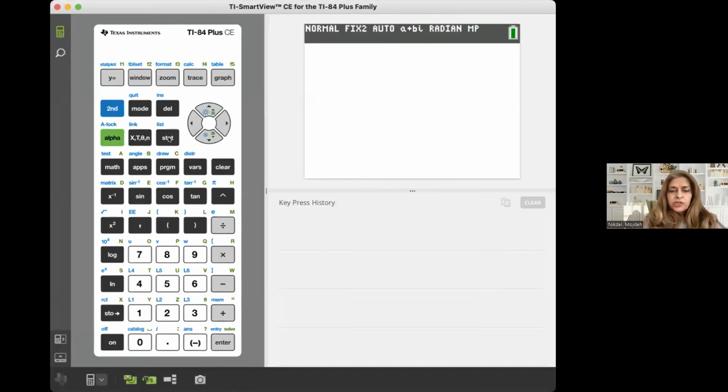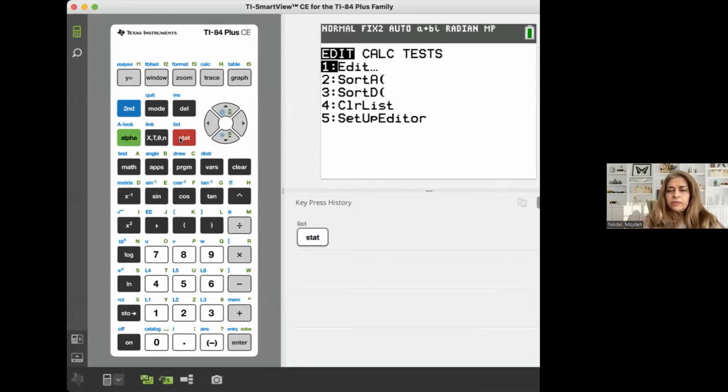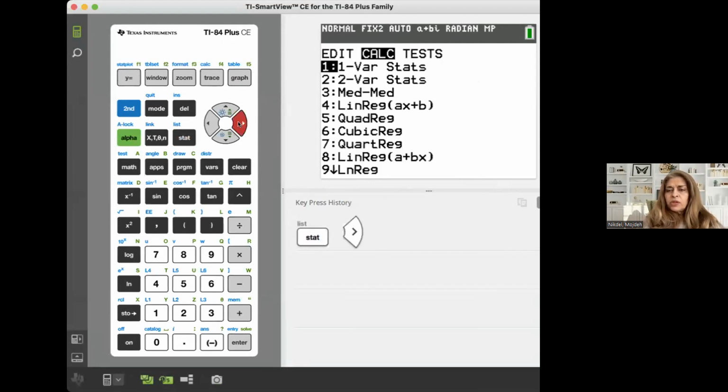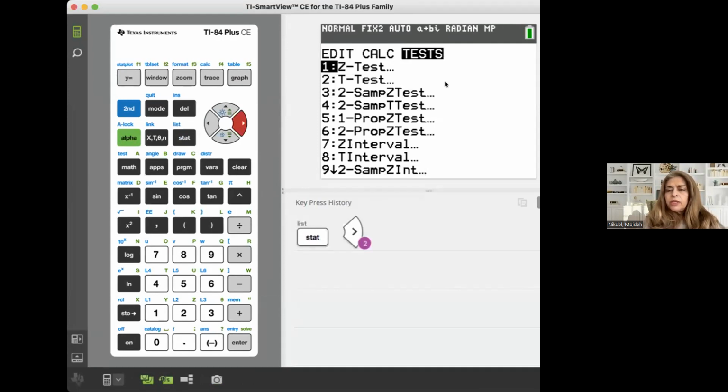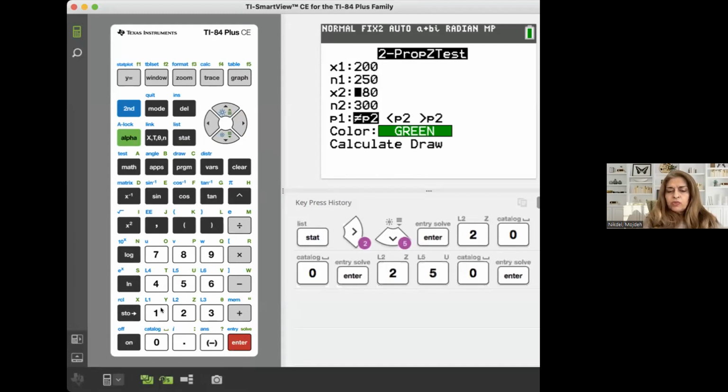Okay, I click the stat key. On the top row, I will pick test. All the tests are at the beginning. We have to choose 2-prop z-test. Item number 6, 2-prop z-test. X1 is 200. N1, 250. X2 was 180. N2 was 300.